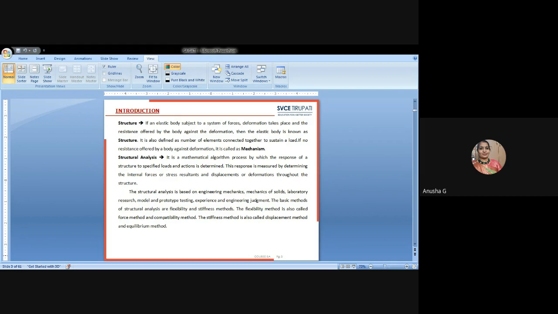The next assumption is that the relationship between stress and strain will be linear. That has to be taken as one of the assumptions. A body is assumed to be a solid, continuous. Then the method of superposition is valid for smaller displacements.